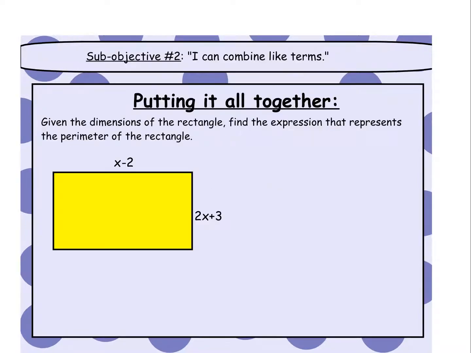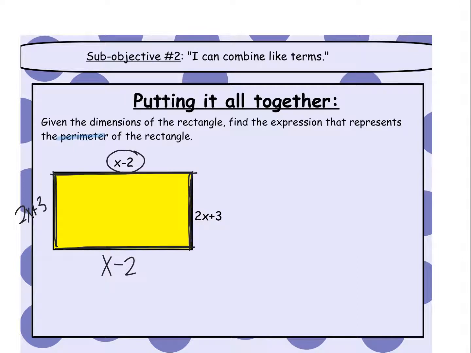All right, so this one we're going to take this rectangle where we know the length is x minus 2 and the width is 2x plus 3. And our job is to find the perimeter of the rectangle. So the perimeter is the distance around. So if I know that this length is x minus 2, then I also know that this length is x minus 2 because those lines are the same length. And if this is 2x plus 3, then this is also 2x plus 3. And to find the perimeter, I know that we add all the sides.